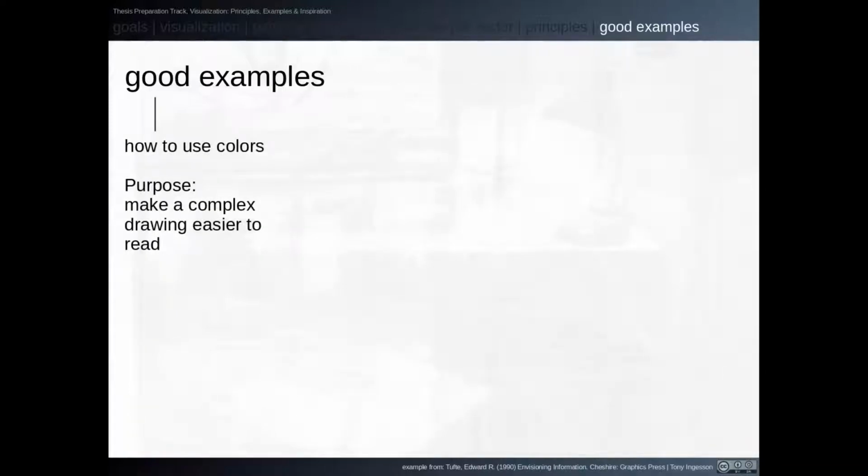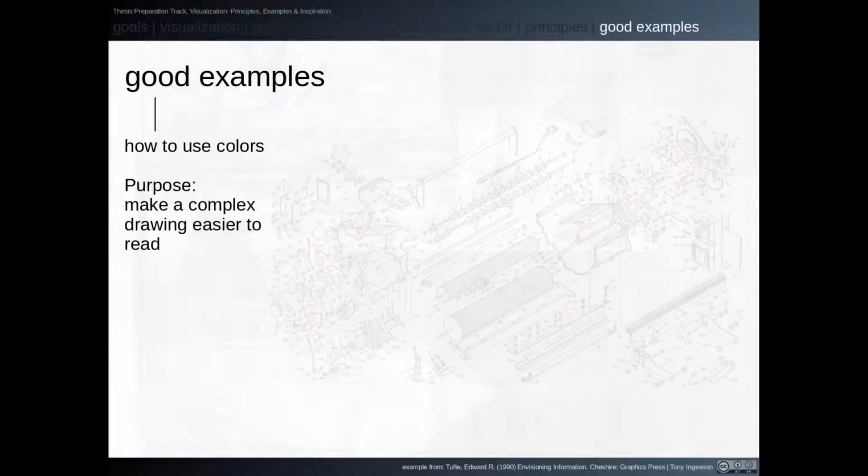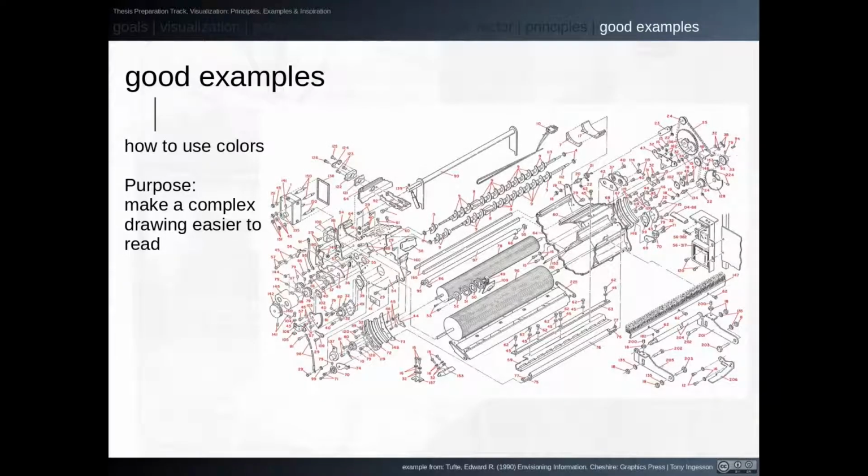Here's an example of how to use colors. The purpose here is to make a complex drawing easier to read. As you can see, the entire drawing is in a very mild grayscale with fairly clear contrast, no shadowing and such. And then you use red to separate the lines and the numbers. So even though this has a lot of detail, you can very easily tell where the numbers are, and you can easily identify specific parts and compare them to a list. This is a very clever example of how to use colors for contrast.